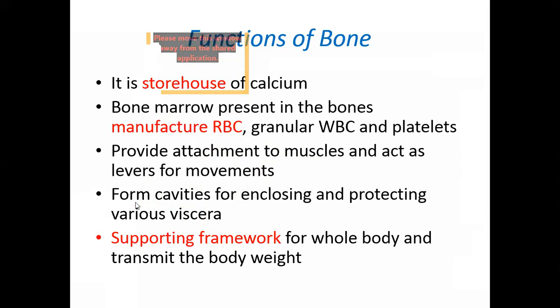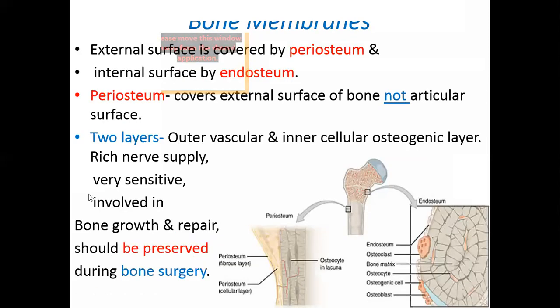So, what do you mean by that? For example, you have the thorax, and the lung and the heart are inside. So it forms a cavity. In the same way, the skull is a cavity, the bone, and you have the brain being protected inside. And it also gives a supporting framework for the whole body and transmits the body weight. So it gives a framework for attachment of muscles and everything. This is just a review or revision, nothing new for all of you.